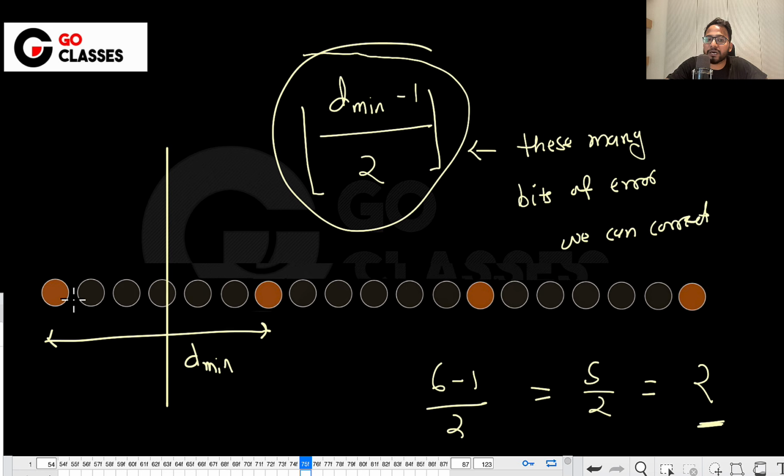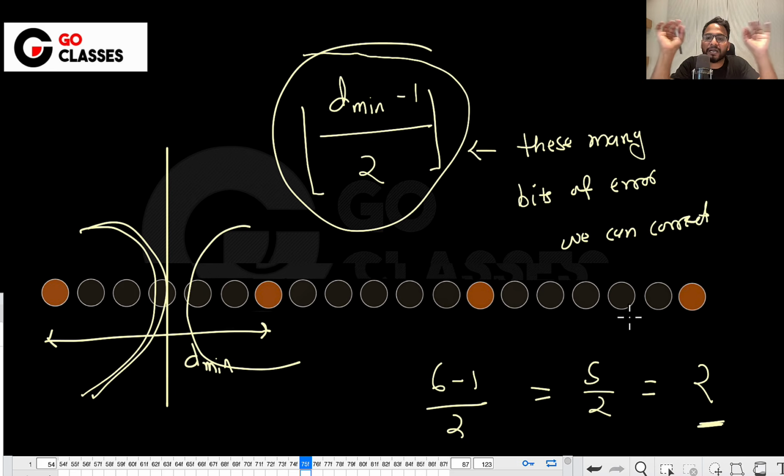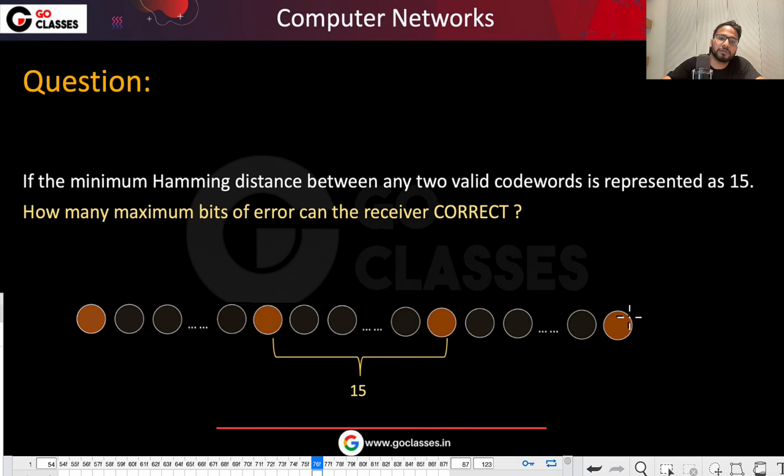How many bits of error can you correct? 2 bits of error, because whatever the minimum Hamming distance is, you need to divide it by 2. Minus 1 plus 1 we can adjust, but we need to divide by 2, and then say that this is your set of invalids, this is my set of invalids. If I'm separating the set of invalids, then I can correct. So suppose the minimum Hamming distance is 15 here, then how many bits of error can I correct? I need to divide this by 2, so I can correct 7 bits of error. So what is the answer here? 7.